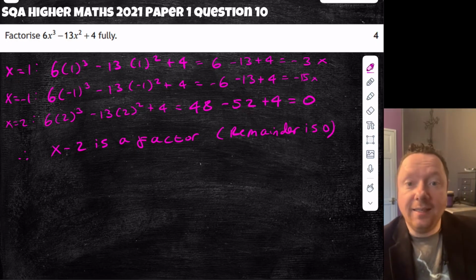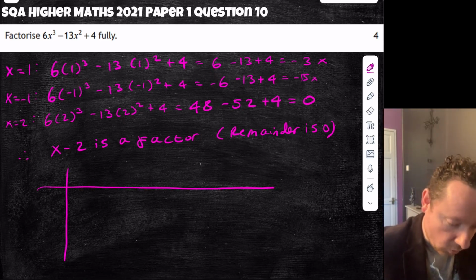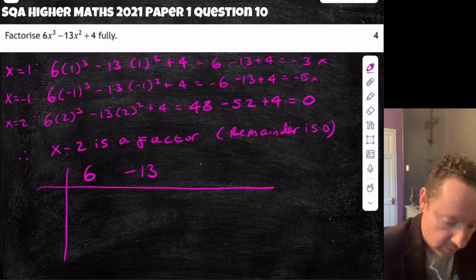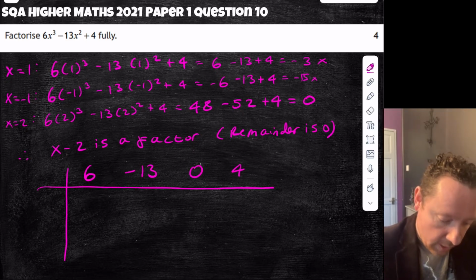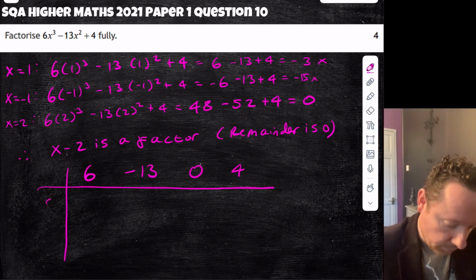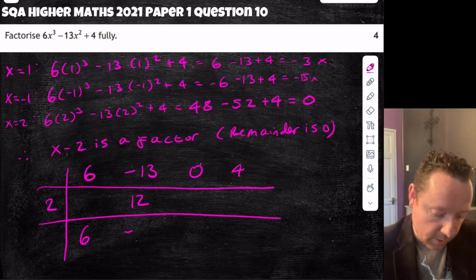So then we can use synthetic division for the rest. So we set up our table. We've got 6x cubed minus 13x squared. We've got 0 x's, so we need to write 0, and then we've got plus 4, and we're subbing in 2. So dropping the 6 down, 6 2s is 12, 12 minus 13 is minus 1, 2 times minus 1 is minus 2, minus 2 and 0 is still minus 2, 2 times minus 2 is minus 4, 4 minus 4 is 0.